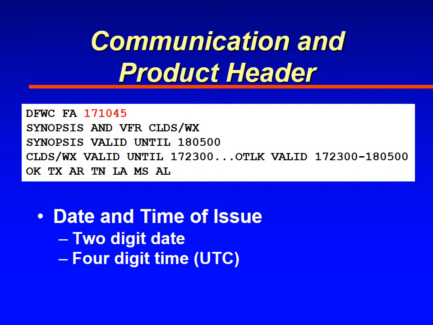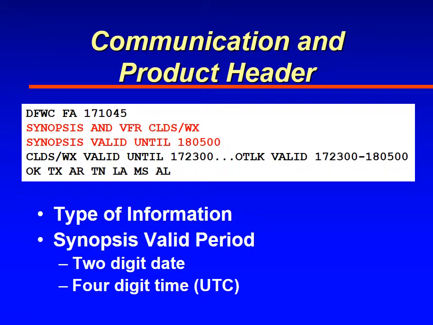Next is the date and time that it was issued. This is the 17th day at 10:45 on that particular day. The communication and product header also provides you the information that's included in this area forecast. For example, it tells you that it includes a synopsis and also VFR clouds and weather. Remember, that is VFR clouds and weather. Very important: there is no IFR weather included in this area forecast. Also, it tells you that the synopsis is valid until the 18th day at 5 Zulu.